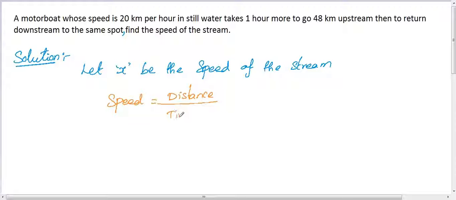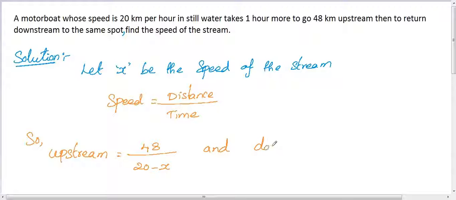See here, the motorboat whose speed is 20 kilometers per hour in still water takes 1 hour more to go 48 kilometers upstream. So upstream becomes 48 divided by 20 minus x, and the downstream becomes 48 divided by 20 plus x, which is equal to 1.